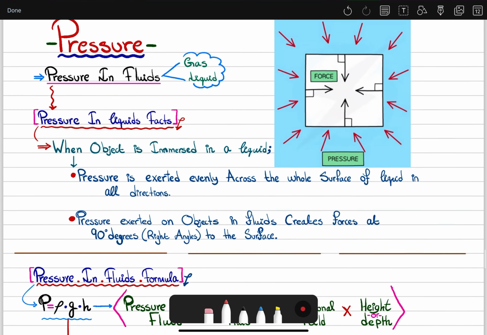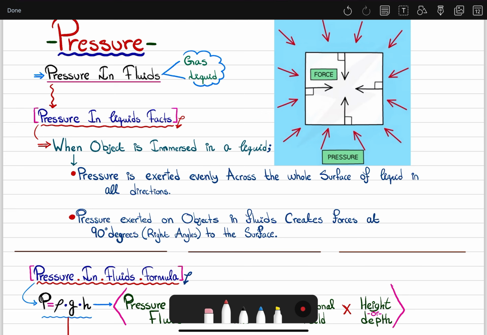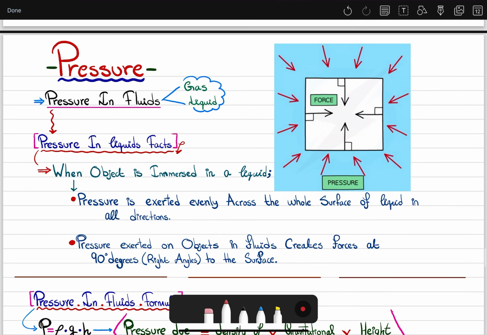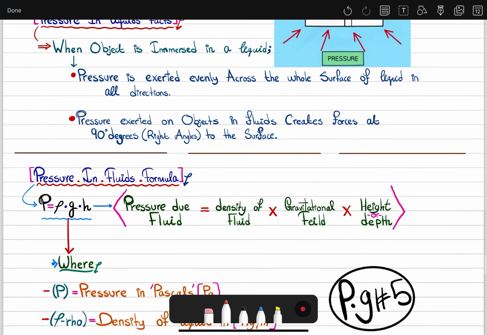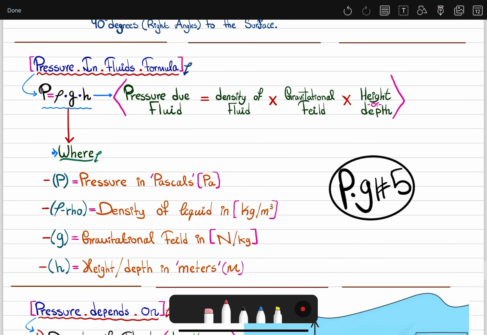Pressure in fluids. Again, fluids are gases and liquids. We're not going to go in depth in this, just revising a few facts here. Pressure in liquids: when an object is immersed in liquid, the pressure is acting, as you can see in the diagram on your right-hand side, on the object at 90-degree angles from each side. The formula to calculate pressure in liquids is simple, rho g h. Rho means the density of the fluid, times g, the gravitational field, which is 10 Newton per kilogram in our syllabus, times the height or depth.